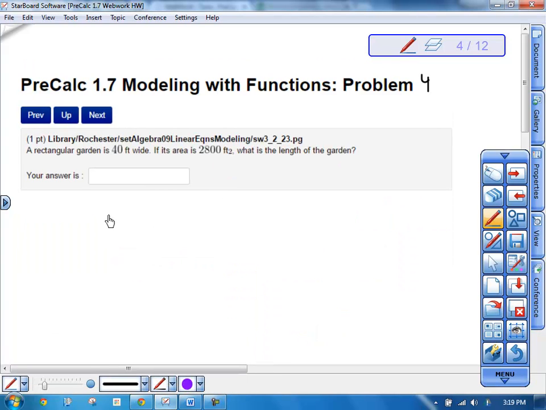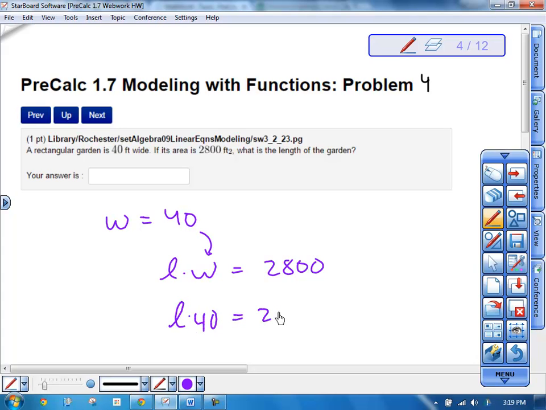Okay, next problem, you can't get any easier than this. It gives us the width and it tells us the area, which we know is length times width, is 2,800. So what's the length of the garden? Well, plug in the width is 40. Length times 40 equals 2,800, and divide by 40. That gives me 70.